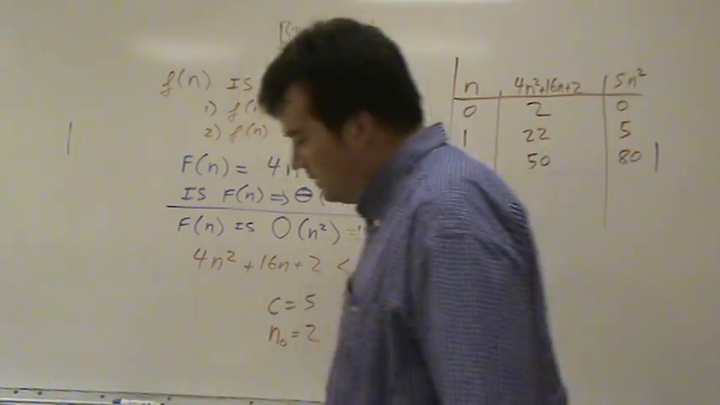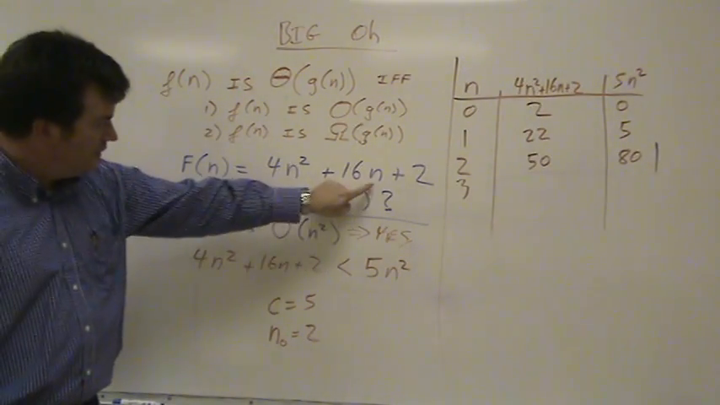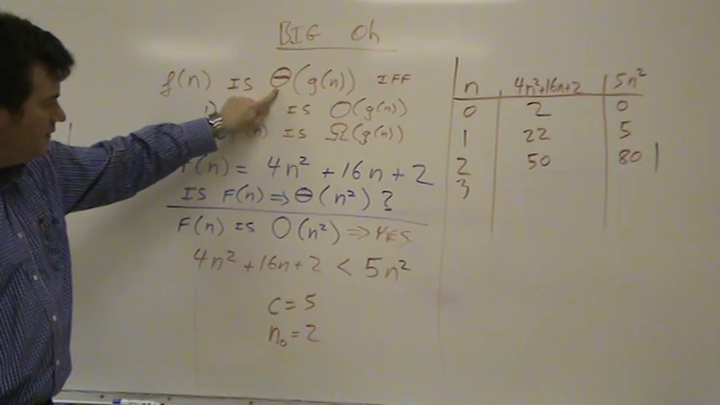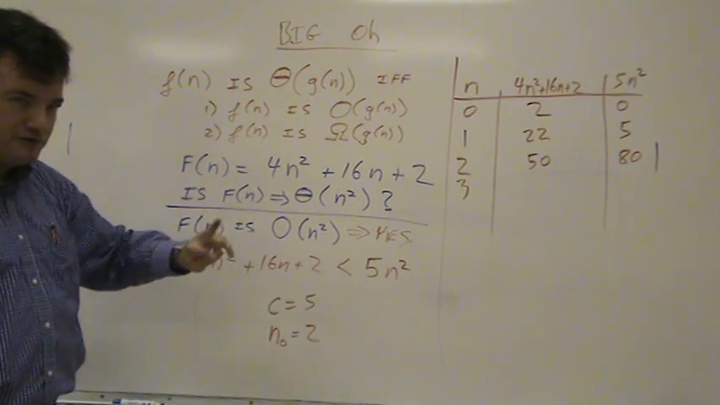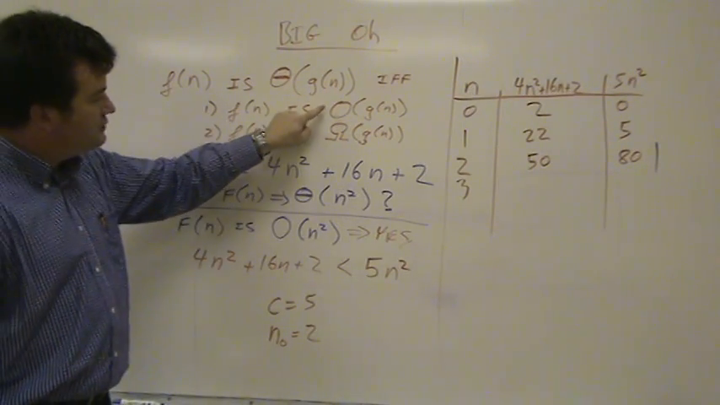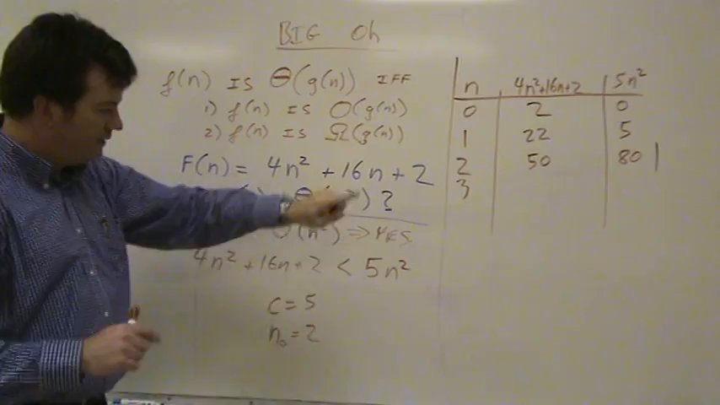So the answer to the question is this function here, is it theta of n squared? The answer is yes. And the reason why the answer is yes is because both things are true. It is big O of n squared, and it is also omega of n squared.